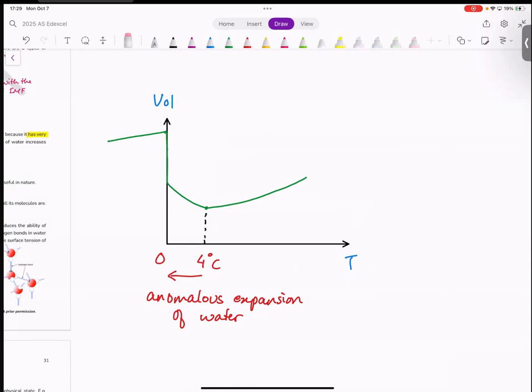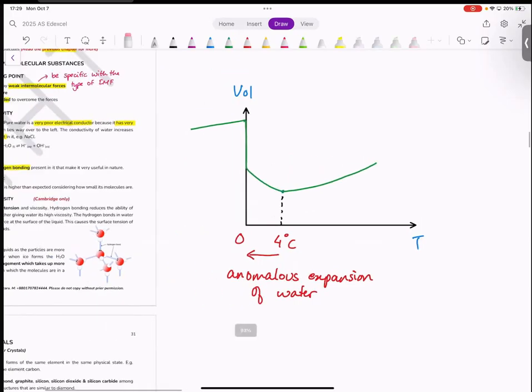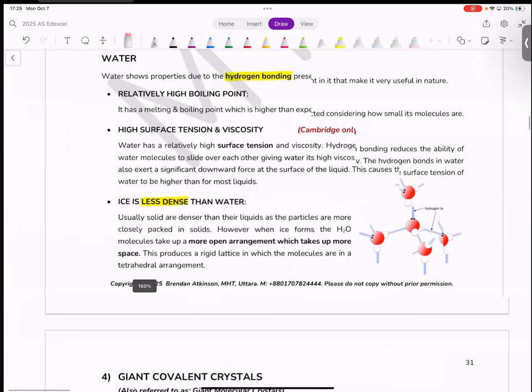So you don't have to remember this. I'm writing this because most of you do physics. You probably saw this graph in physics as well. We call this the anomalous expansion of water, or the unusual expansion from 4 to 0 degrees. So water reaches its highest density at 4 degrees as a liquid, which is unusual for a substance. Okay, let me just read this and we'll wrap up.